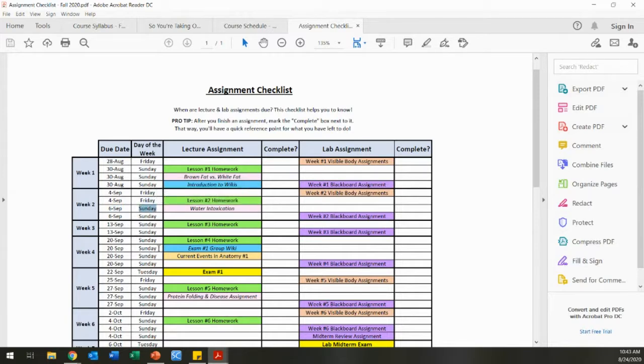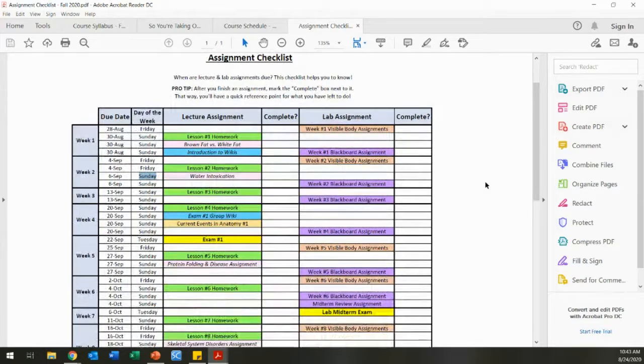So this, again, is a checklist for you to go through. Some of you have already gone in and you've already completed the lesson number 1 homework. You can put a check in this box and know that this assignment's done. I'm good for that due date. Some of you have done the brown fat versus white fat assignment. You put a check there. It's a quick visual way for you to see, what do I need to complete and when do I need it completed by. So again, 100% recommend you print this page, because this is what I've built for you guys to help you stay on track, to know when things are due.